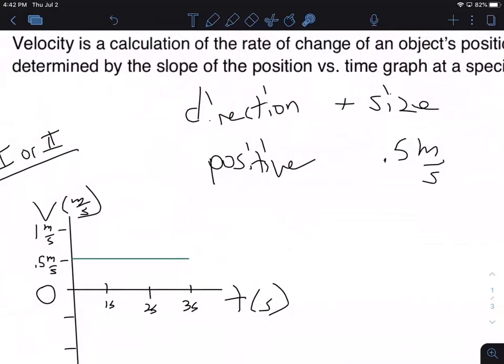So this graph is kind of cool. It shows us velocity, it shows us time. We can see the velocity is staying the same. There's no slope here, right? There's no rate of change of velocity over time. We have the same velocity the whole time, no slope.